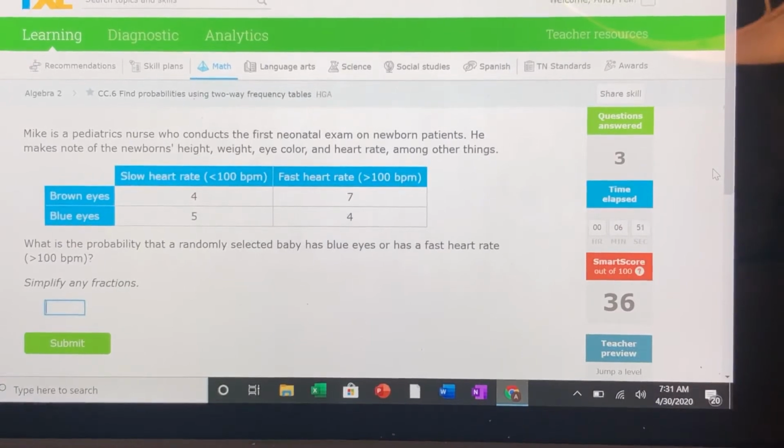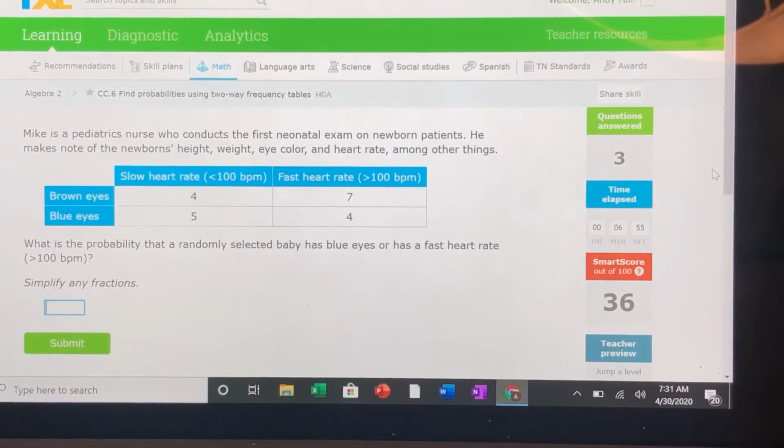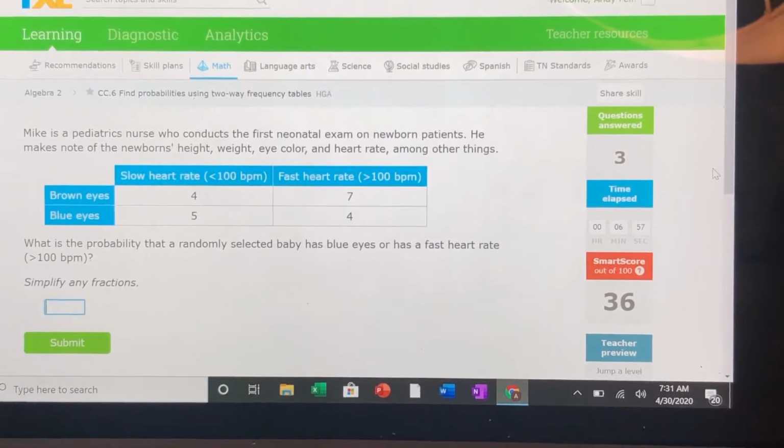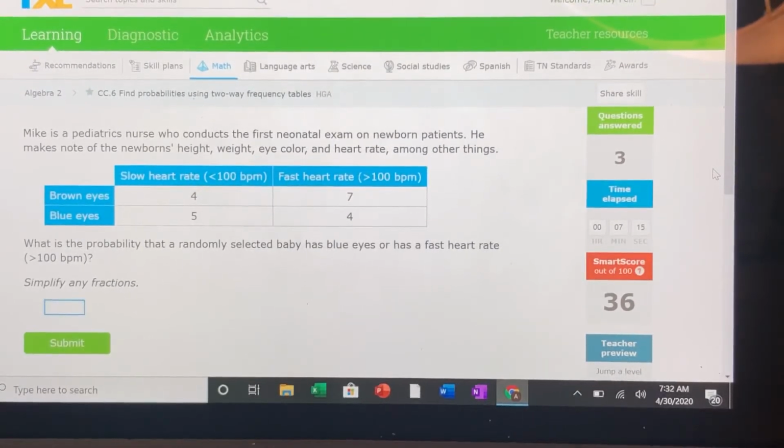Let's try another one like that. Mike is a pediatrics nurse who conducts the first neonatal exam on newborn patients. He makes note of the newborn's height, weight, eye color, and heart rate, among other things. What is the probability that a randomly selected baby has blue eyes or has a fast heart rate of greater than 100 beats per minute? Okay, well, there's that word or again.